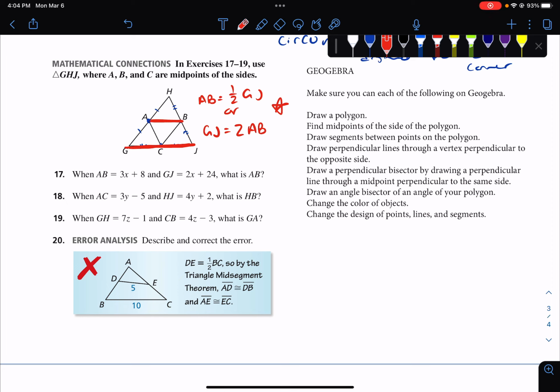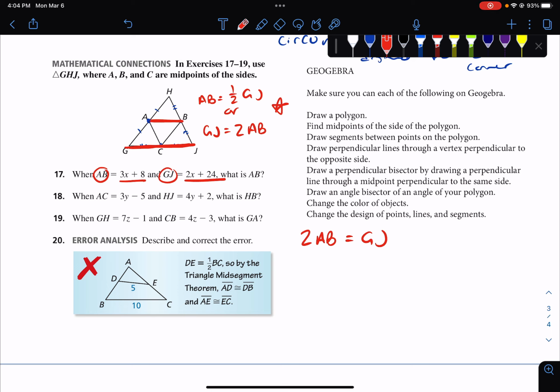So in number 17, it gives me AB. It says it's 3x plus 8, and GJ is 2x plus 24. And it wants me to find the length AB. So I use what I know. I know the relationship between AB and GJ. I know that AB is not exactly equal to GJ. I can either say it's half of GJ, or I can say that 2 ABs is GJ, which I like better because then I don't have any fractions.